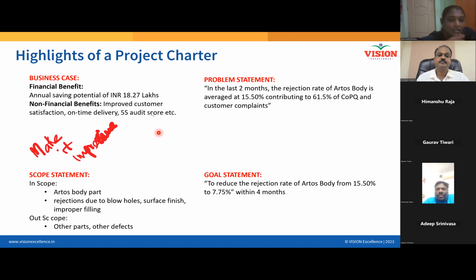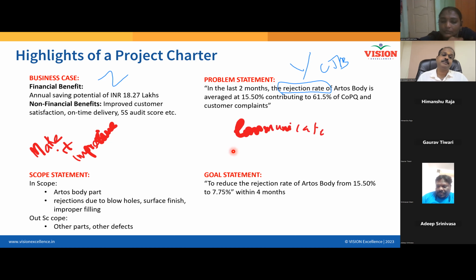All of you agree? Yes, sir. Yeah, very, very important. When I say financial benefit, we call it as exact variable. Am I right? Yes. According to our discussion, this is exact. Now, problem statement. Problem statement should talk about why. It can either be CTQ or CTB. Here in this case, what is the CTQ or CTB? Rejection rate. You should be able to communicate the pain. When I say rejection rate, people immediately catch the point. Am I right? Yes or no? Yes, sir.